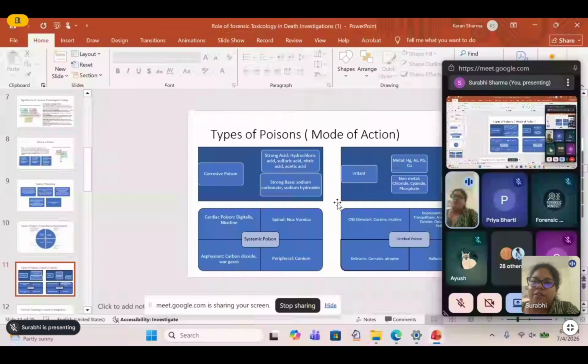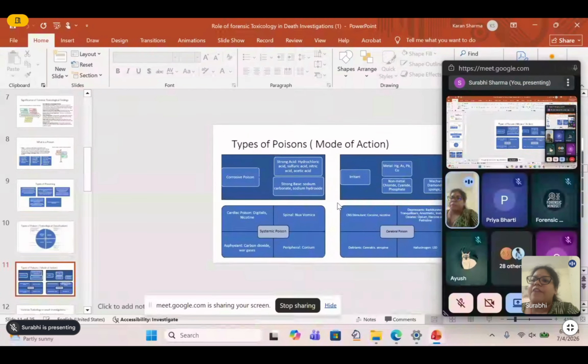Then we have strong bases in which we have sodium carbonate, sodium hydroxide. Then we have irritants. In irritants, we have metals, again heavy metals, in which we have mercury, arsenic, lead, copper, etc. Non-metals, in which we have chloride, cyanide, phosphate, etc. Mechanical, we have diamond dust, we have sponges, all those potent drugs or poisons which we can basically engulf, or which come to our body with the oral route. Those are all known as mechanical poison.